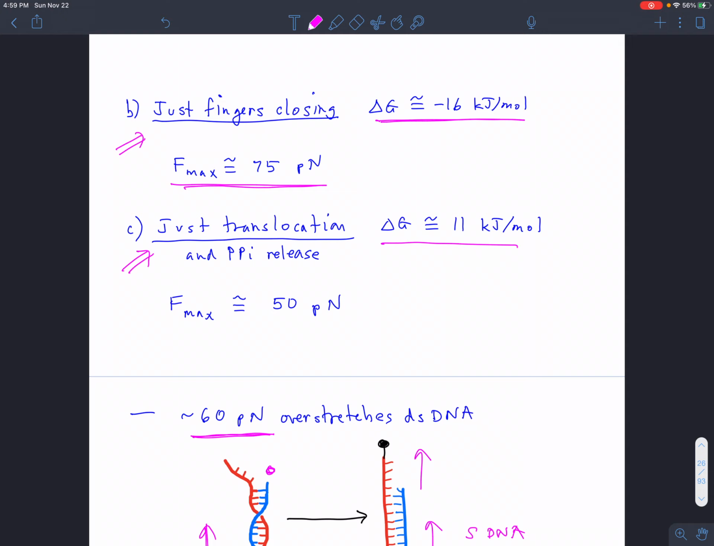That's a delta G of minus 11 kilojoules per mole. And now that's getting more realistic. It's around 50 piconewtons. That might actually be true. It's very weak evidence and circumstantial, but it suggests at least that maybe the force is generated on the translocation step. The fingers closing is another good step, though.